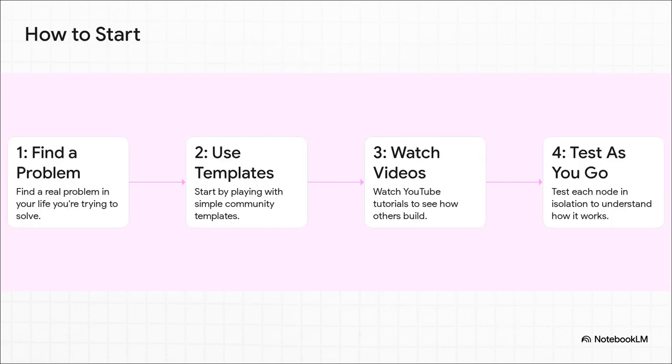So how do you actually get started? Well, the community has a pretty clear 4-step plan. First, find a real, small, annoying problem in your own life. Don't try to automate everything at once. Second, start by playing around with pre-built templates to see how they're put together. Third, watch some tutorials to see how other people build things. And fourth, and this is probably the most important tip of all, test every single node one at a time as you add it. That way you learn step by step and you never get overwhelmed.